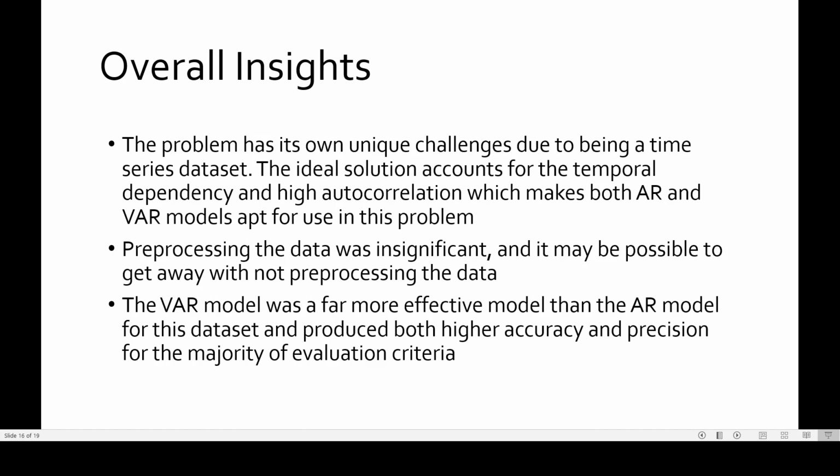So, overall insights. This problem has its own unique challenges due to being a time series data set. The ideal modeling solution accounts for the temporal dependency and high autocorrelation, which makes both autoregression and vector autoregression models apt for use in this problem. But the vector autoregression is obviously better because it accounts for the interactions between all the different dimensions. Pre-processing the data was insignificant, and it may be possible to get away with not pre-processing the data at all, just sticking with the negative time value and assuming that the 0.04999 value is 0.05. But I haven't tested this.